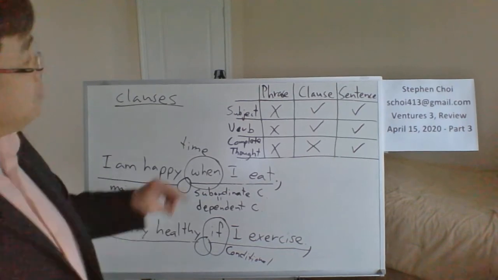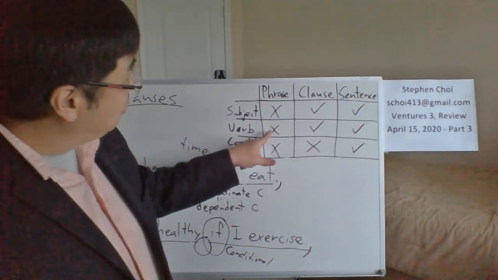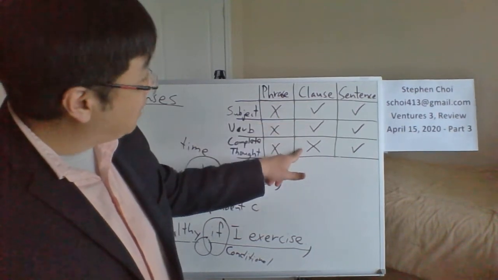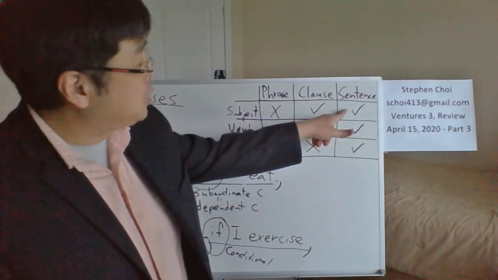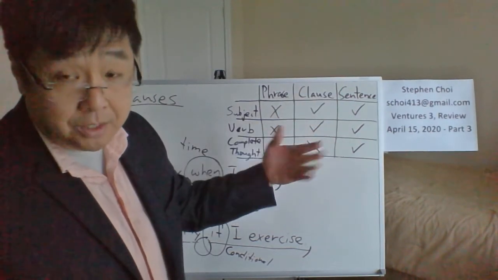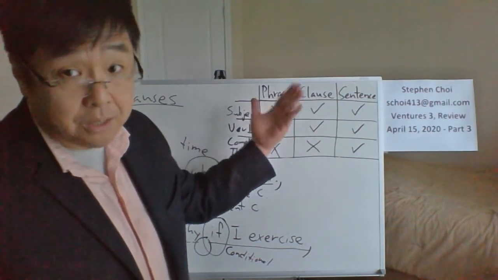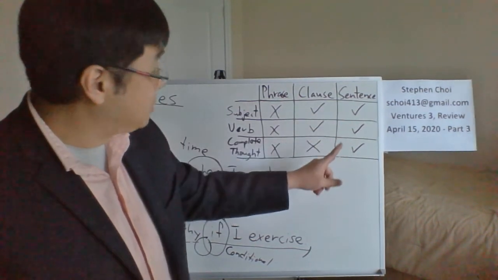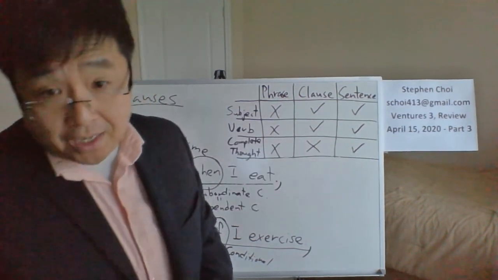Okay? So, a little review. Phrases: no subject, no verb, no complete thought. Clauses: subject and verb, but no complete thought. And as you know, sentences, when I say sentence, I'm assuming that you know that it is a complete sentence, not an incomplete one. Sentences: subject, verb, and complete thought. Okay? That's the lesson for today.